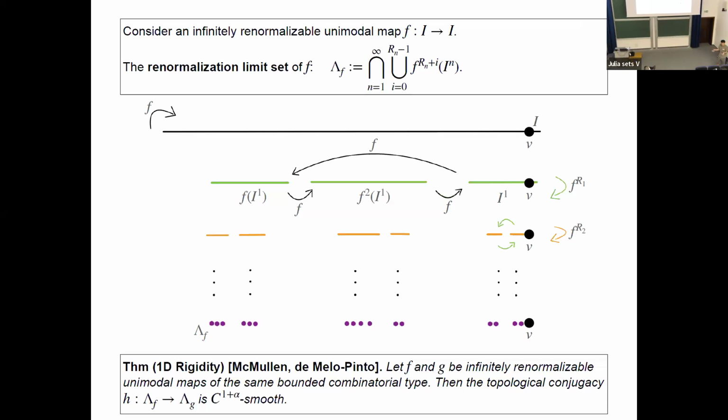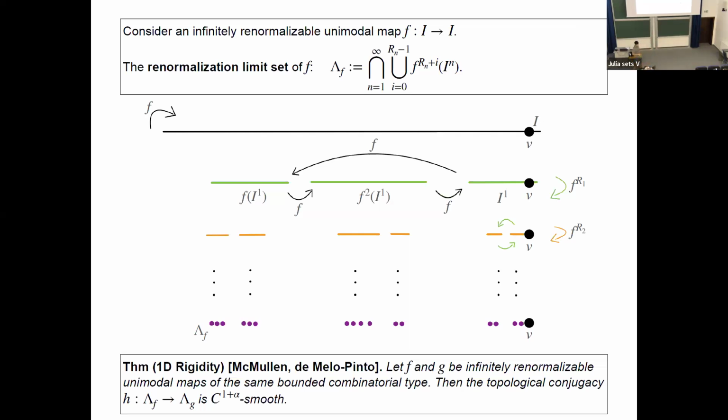So what does this have to do with the small scale geometry? Well, if you have a C^{1+α} smooth conjugacy between two renormalization limit sets, what that means is if you zoom in, this conjugacy looks more or less like a linear map, right? Because the derivative is constant when you zoom in. So when you go from one renormalization limit set to another, all you're doing is just a linear rescaling. So the relative distances between points in this Cantor set should be the same no matter which map you started with. So the small scale geometry of an infinitely renormalizable map is rigid. There's only one allowable geometry that you can have for this Cantor set.